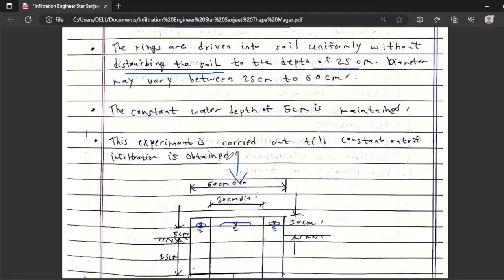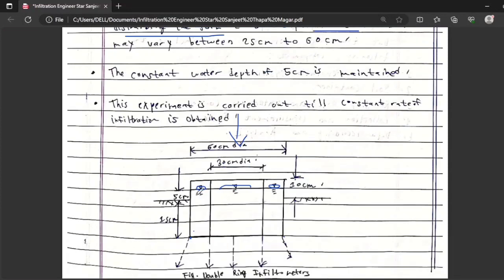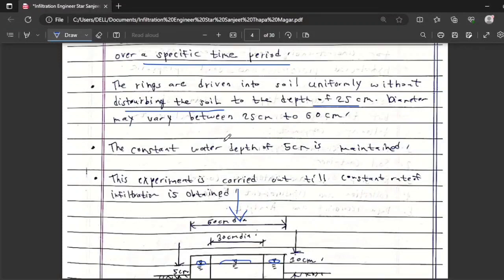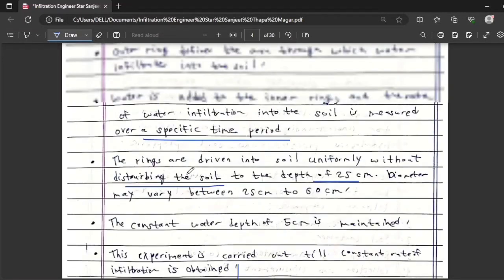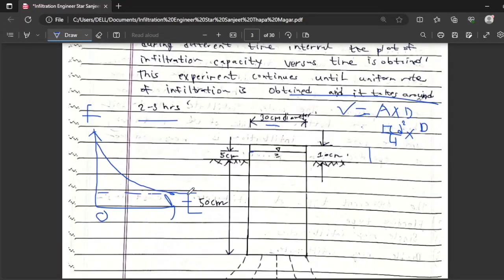Diameter may vary between 25 to 60. Inner diameter is around 30 centimeter, and outer diameter is around 60 centimeter, and this height will be around 25 centimeter. A constant water depth of 5 centimeter is maintained. This is 5 and this is also 5 because this is 10. This experiment is carried out till a constant rate of infiltration is observed. Once the constant rate of infiltration is observed, we stop the experiment.